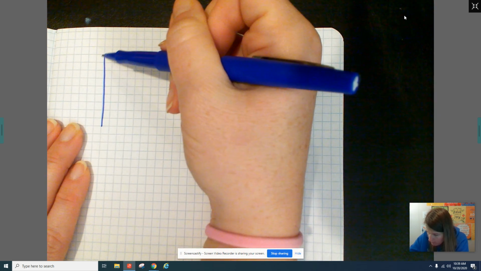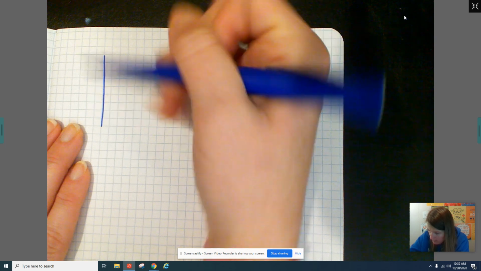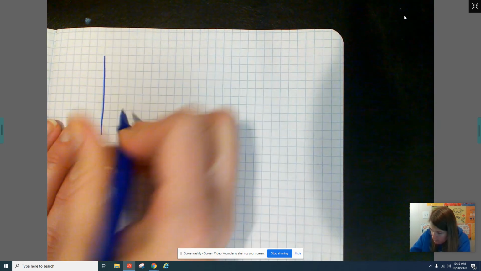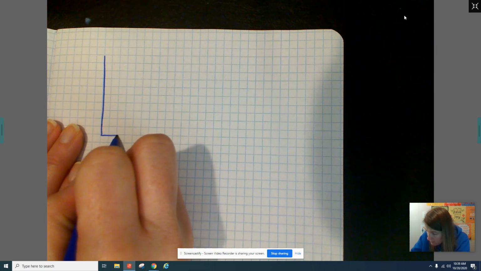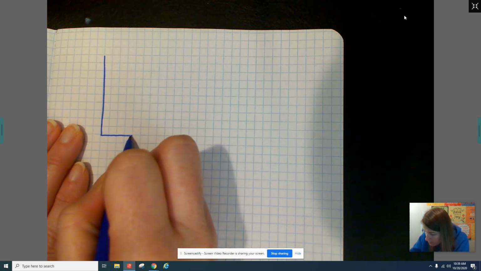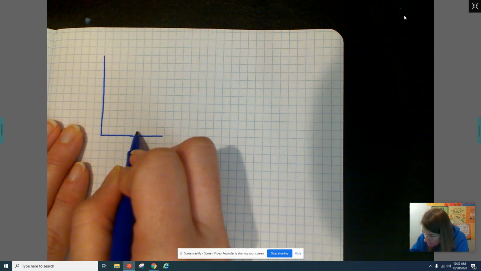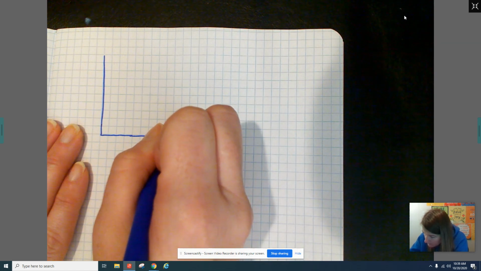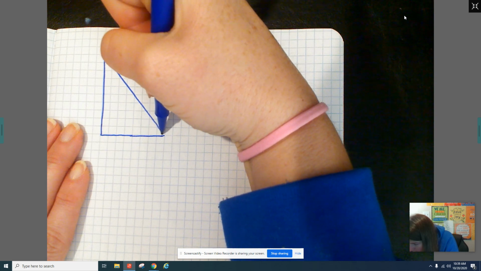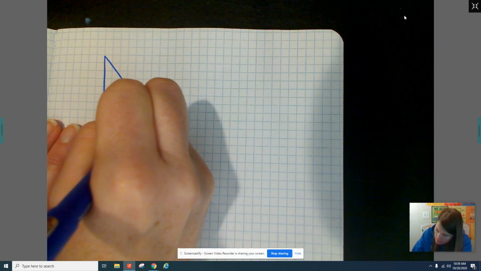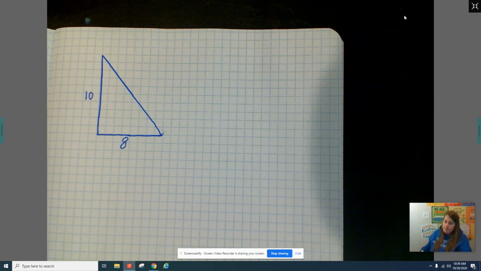I'm going to make the height 1, 2, 3, 4, 5, 6, 7, 8, 9. Let's just do 10. All right, and I'm going to make the base 8. 1, 2, 3, 4, 5, 6, 7, 8. Okay, all right, so here's my right triangle. Again, if you don't have grid paper, just kind of sketch it. So 8 units, and then 10 units is my height.